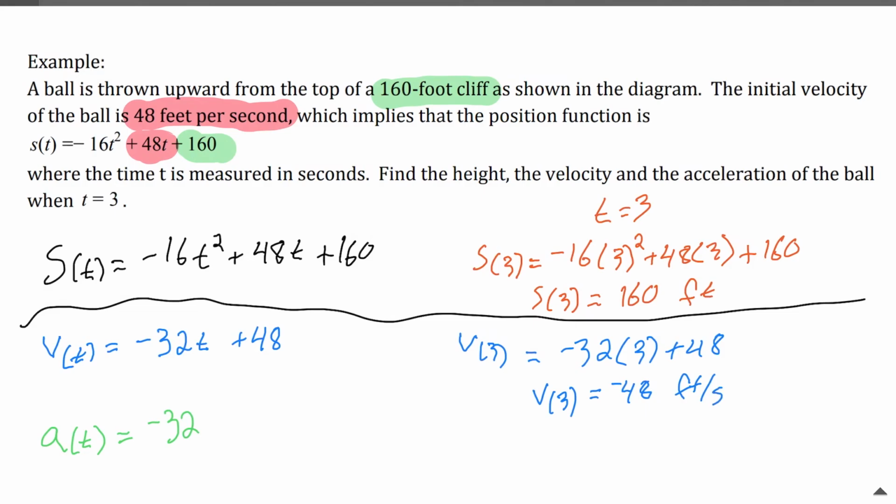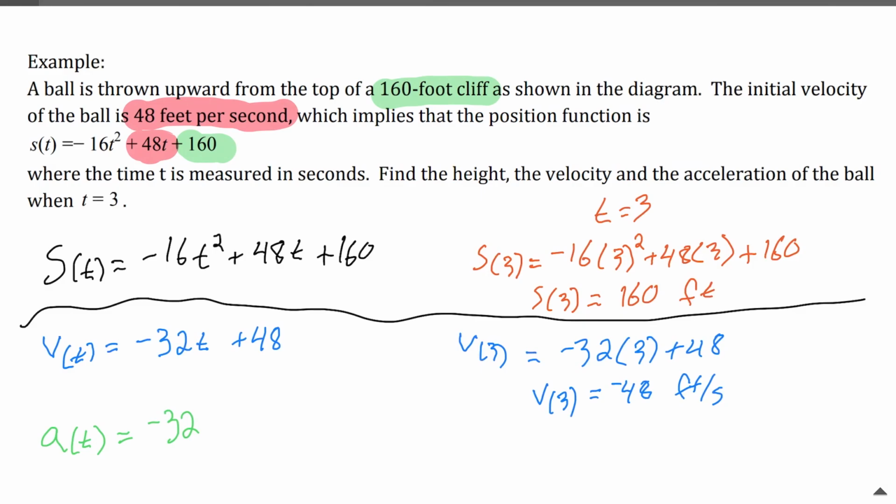Now, what that really means is we're moving down, right, 48 feet per second at that time. So at that point, we did start going up 48 feet per second, but now we are moving down. Gravity took hold, and the object, the ball, is now moving down 48 feet per second.